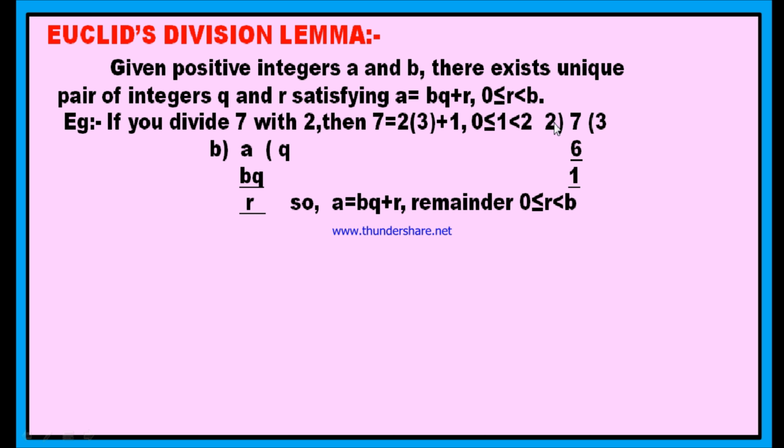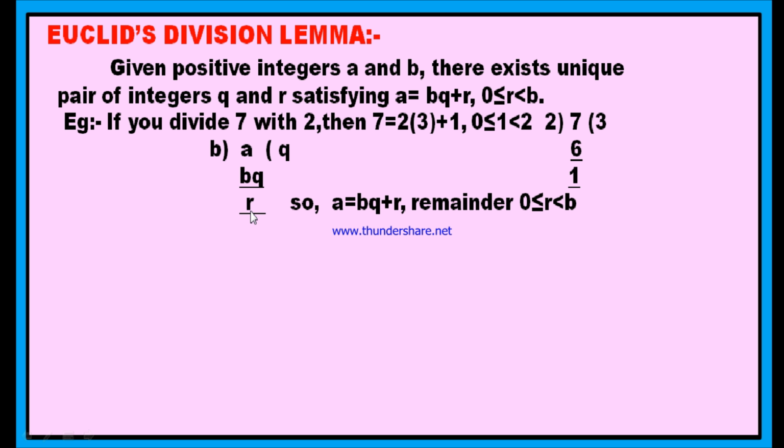Therefore you can write 7 as 2 times 3 plus 1, where the remainder 1 is greater than or equal to 0 but less than the divisor 2. Similarly, if you divide a by b, there is some quotient q and the remainder is r. Therefore you can write a using the division rule as a is equal to b into q plus r.